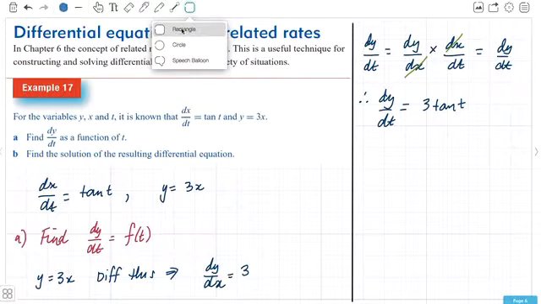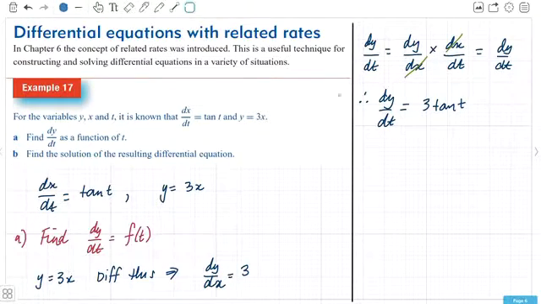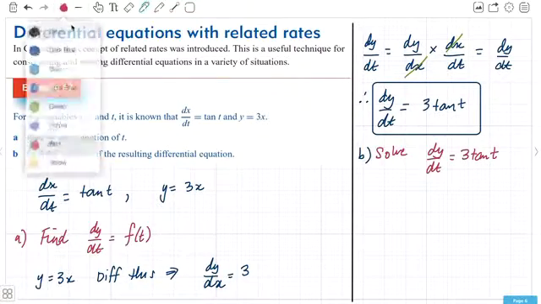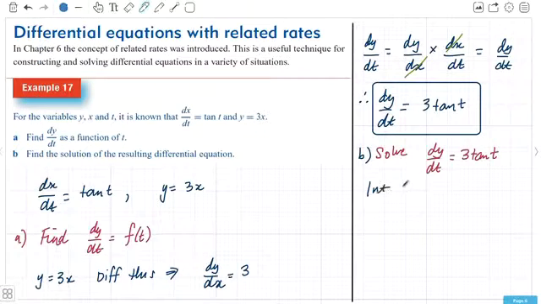Alright, the next part of the question is asking us to find the solution of the resulting differential equation. So part B. So what we're going to do here is solve dy/dt equals 3 tan t. And to do that, we could integrate both sides. I'm actually going to do this with the separation method. So I'm going to take the dt over to this side, so we get dy equals 3 tan t dt.